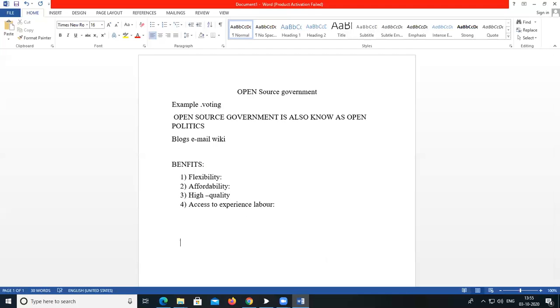Now the next point is about open source examples and ethics. Voting, where the public votes for the government, is an example of open source, and open source is also called open politics. Here we can see blogs, email, Wikipedia. We have seen the benefits like flexibility, affordability, high quality, and access to experienced labor. After this, we're going to see open source ethics.